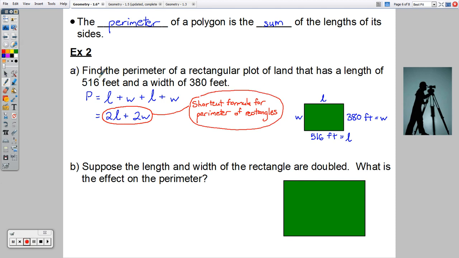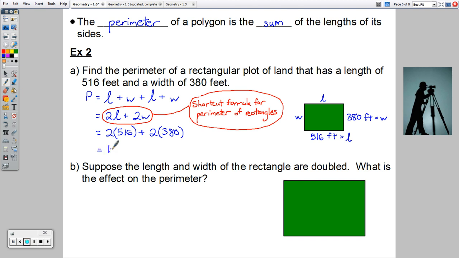Okay, so seeing that's the case, I can plug in what I have for my value for L. It's 516. I have 2 times 516. If you prefer just to add them all up like this, nothing wrong with that at all either. You can use this or you can use this. You can just add all the sides separately, or you can use a shortcut formula if you remember how to use it. And you have 2 times 380 for the width.